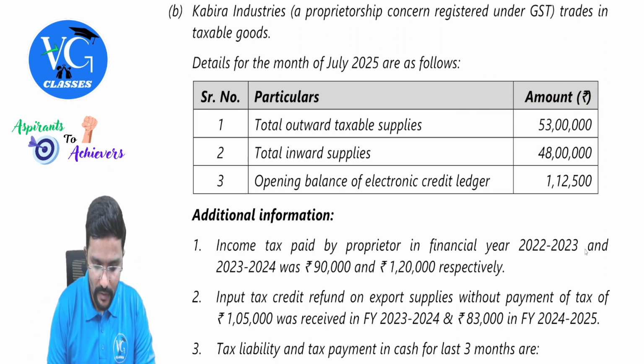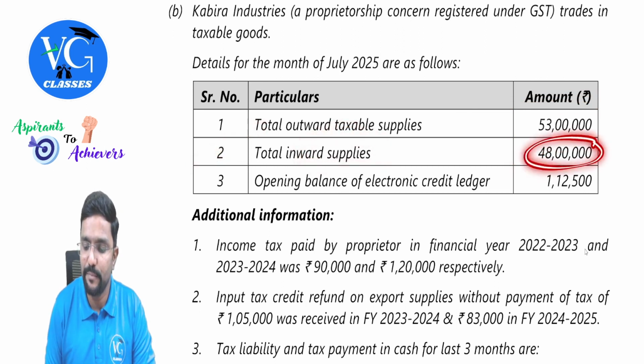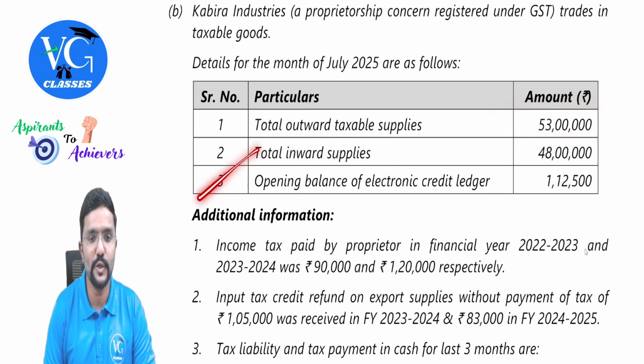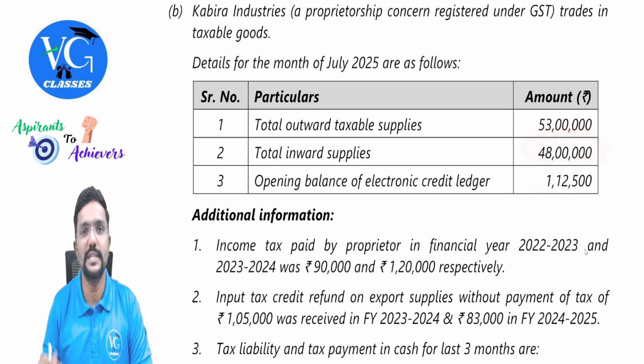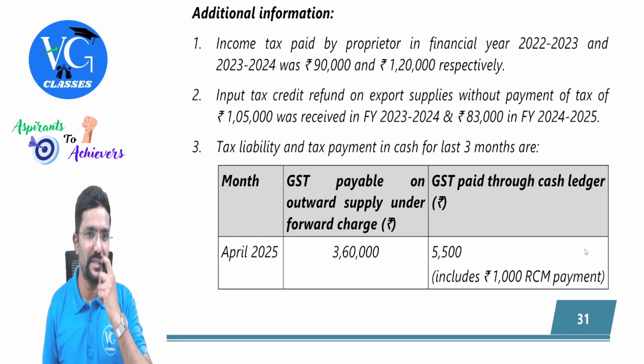Wait. So total inward supplies is 48 lakh. So we need to calculate input tax on this and output tax on this. Okay. Then there is also an opening balance of electronic credit ledger. So whatever is there here plus the 48 lakh into whatever is the rate of GST, we need to add both. That is the total credit available in electronic credit ledger. Fine, so next additional information.